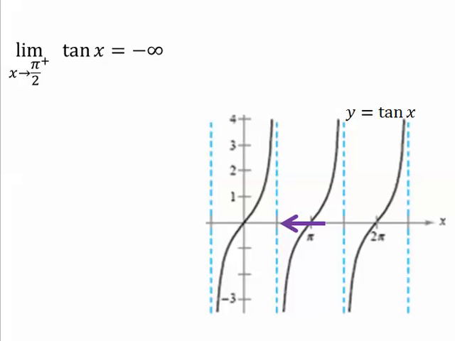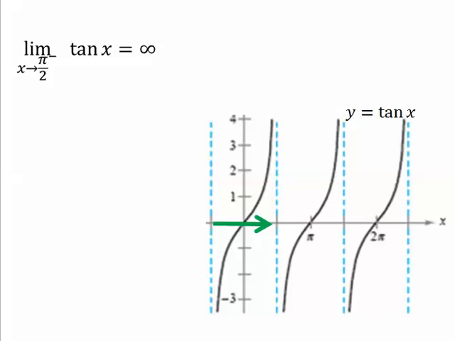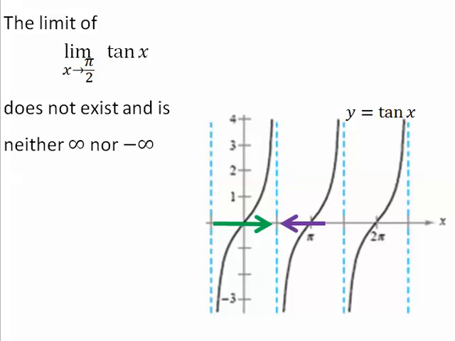What about coming from the left? Well, coming from the left, the graph is headed upward. And so the limit of tangent as x approaches pi over 2 from the left, that limit is positive infinity. Now, coming from the left, I get positive infinity. Coming from the right, I get negative infinity. So the limit of tangent as x approaches pi over 2 does not exist.